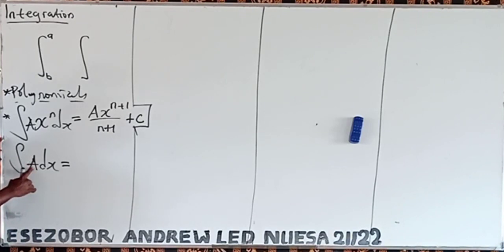What about if we want to integrate a with respect to x? It's the same, as there's no x here. Remember, if I differentiate a constant that doesn't have x, the answer will be 0.